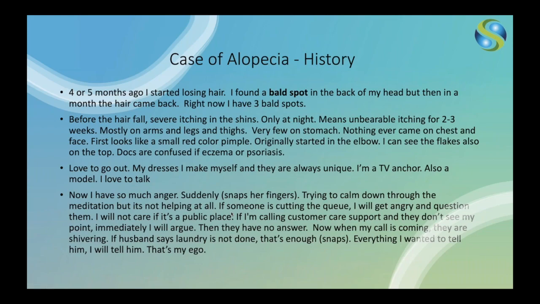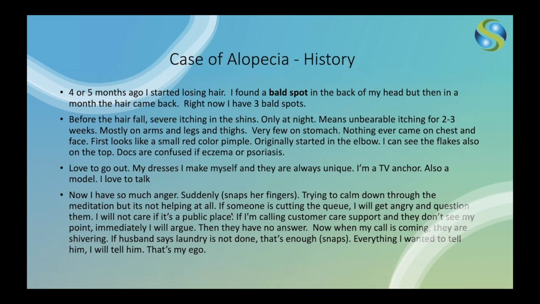She said that her main problem was that she was losing hair. She had a bald spot a few months back, then the hair came back, but now, at the moment she came, she has three bald spots. Before the hair falls, she gets severe itching in her shins, and it's only at night. She says it's unbearable, mostly on her extremities, sometimes on her stomach, but nothing really further up, into the chest or the face.